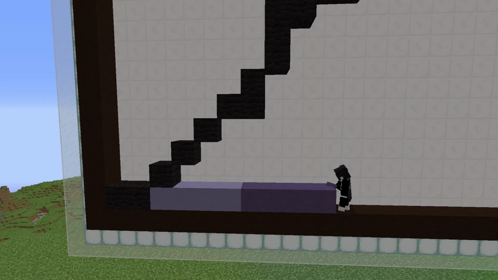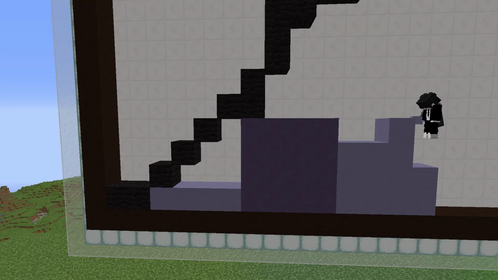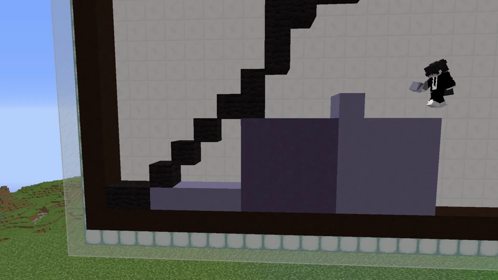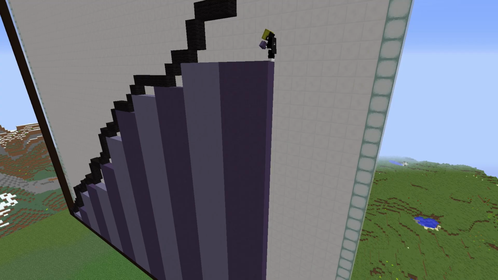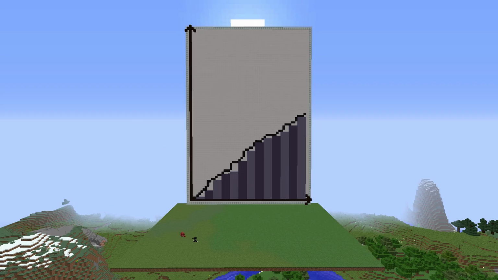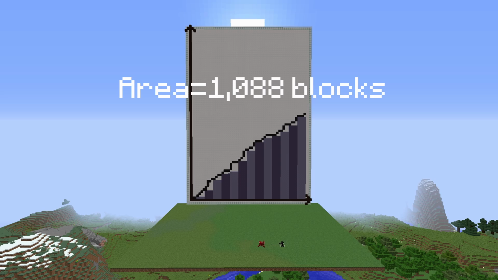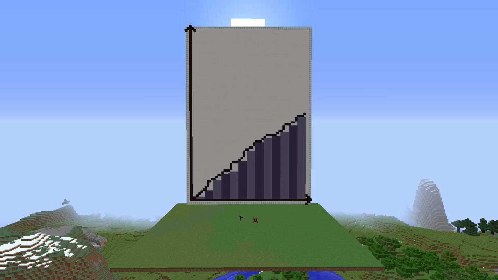So here I built some rectangles to demonstrate this. Each rectangle has a width of 4 blocks, and the heights are dependent on the leftmost block. Now, take a look at the result. The area comes out to be 1088 blocks. Remember that this is still an estimation, and that's why there's so much unaccounted area.